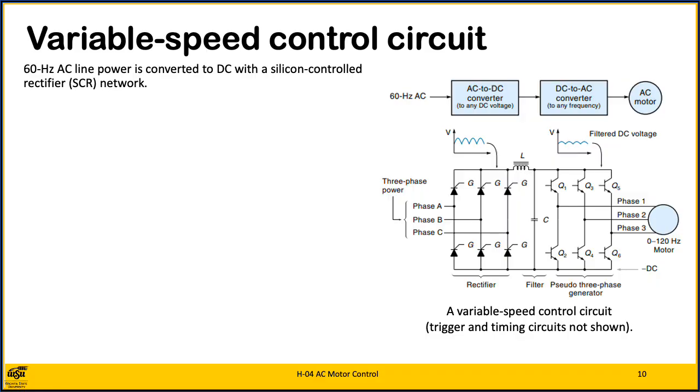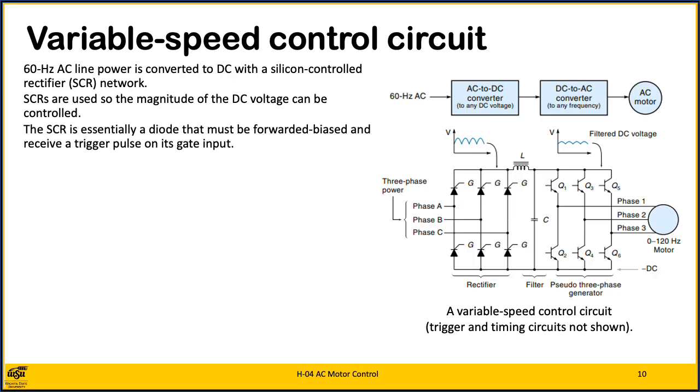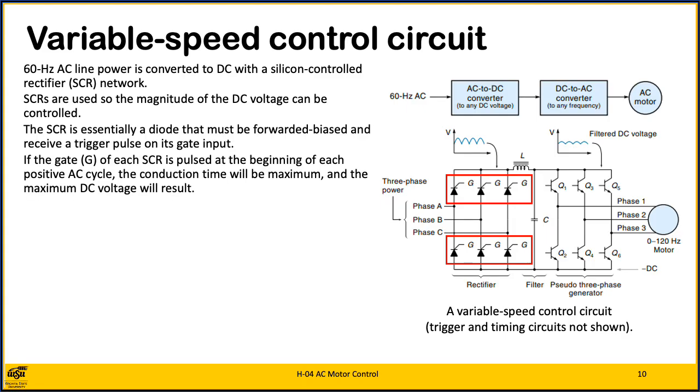In this circuit, 60 Hz AC line power is converted to DC with a silicon-controlled rectifier network. SCRs are used so the magnitude of the DC voltage can be controlled. Recall that the SCR is essentially a diode, but in order for it to conduct, 2 conditions must be met. First, it must be forward biased. Second, it must receive a trigger pulse on its gate input.